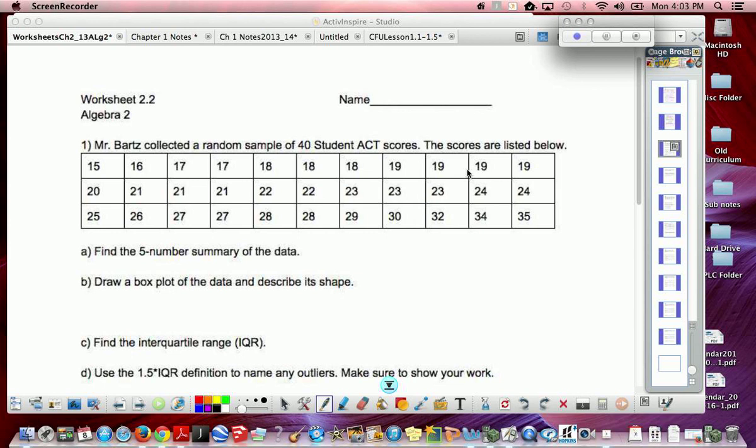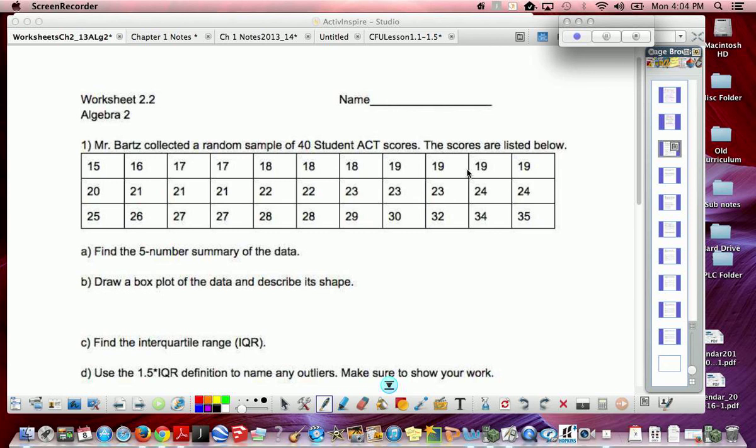Let's take a look at worksheet 2.2 here, dealing more with data and drawing graphs and interpreting and answering a bunch of questions from it. So, number one question says, Mr. Mars collected a random sample of 40 students' ACT scores. The scores are listed below.